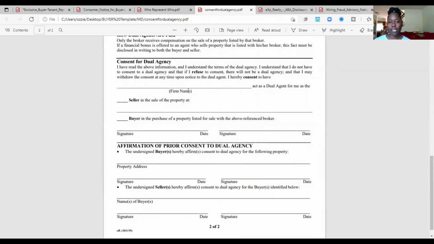We would do the firm name, EXP Realty, and I represent seller or buyer at this property. We usually leave that blank until we find the property, and we will have you sign. I will have you sign here. This is the affirmation of prior consent to dual agency. And then we put the property information there also.